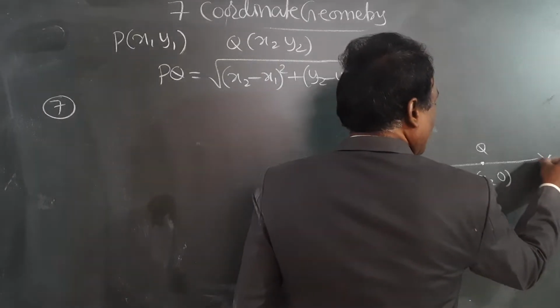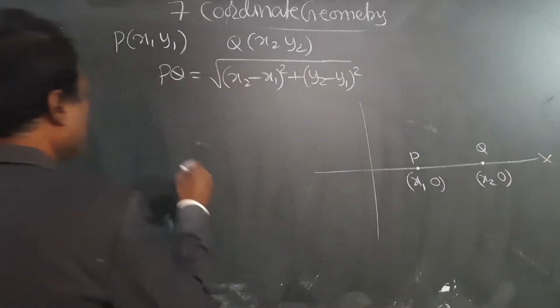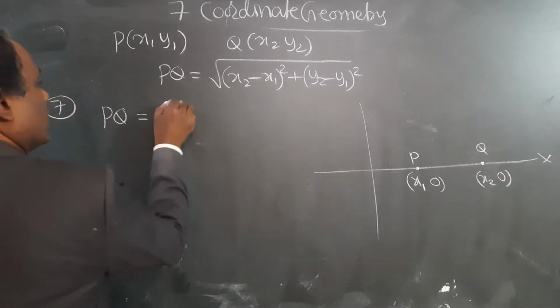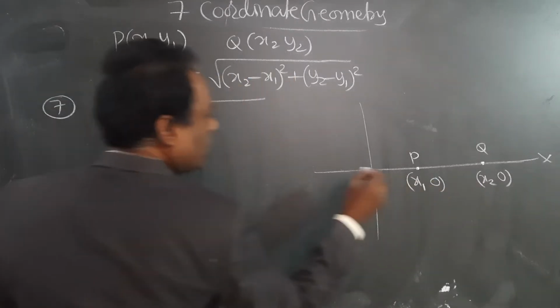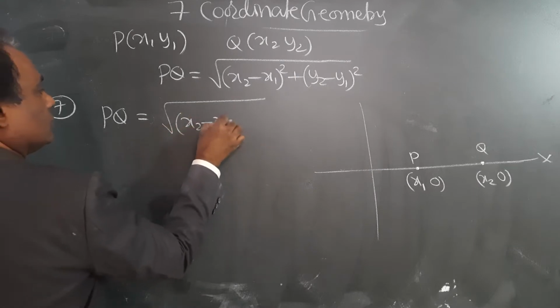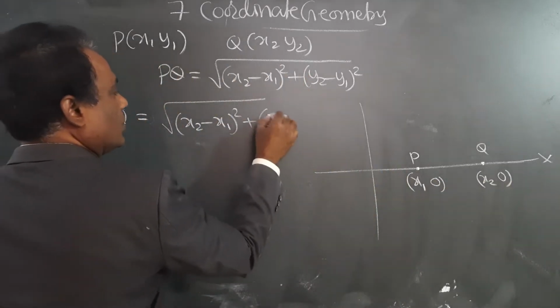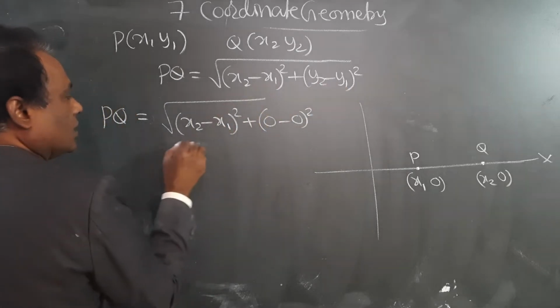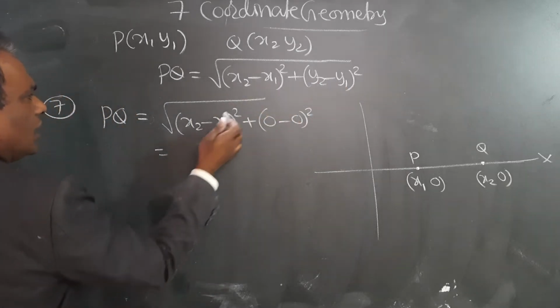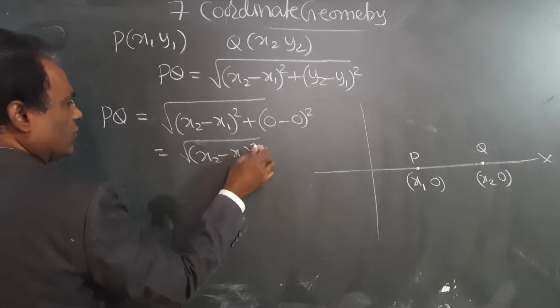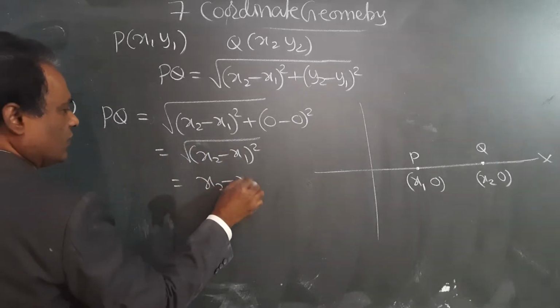So what is the distance between these 2 points? PQ is equal to root of (x2 minus x1) whole square plus (0 minus 0) whole square, that is (y2 minus y1) whole square. This is the formula, and this is 0 only. If you apply this, the square root cancels the square, giving x2 minus x1.